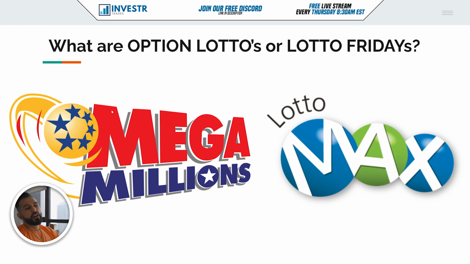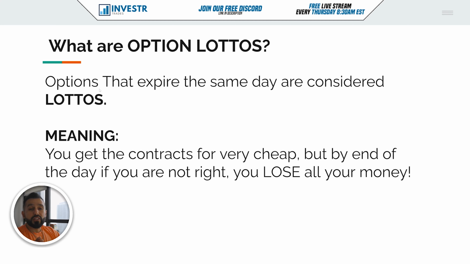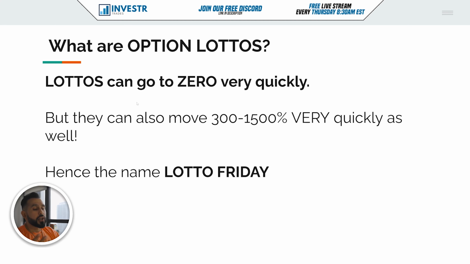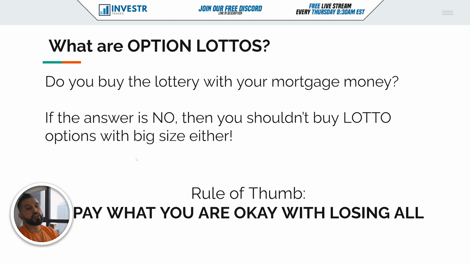Now, what are option lottos? Everybody wants to know what this is. Everybody wants to trade Lotto Fridays. So we're gonna get right into it really quickly. Option lottos are pretty much options that expire the same day. They're considered lottos, okay? You get the contracts very cheap, but by the end of the day, if you are not right, you lose all your money, right? So that's why they're considered lottos. They're high risk, high reward plays. Lottos can go to zero very quickly, but they can also give you moves of 300 to 1500% very quickly as well. Hence the name lottos, all right?